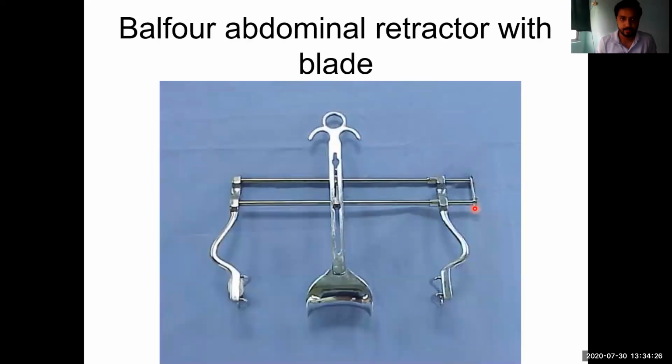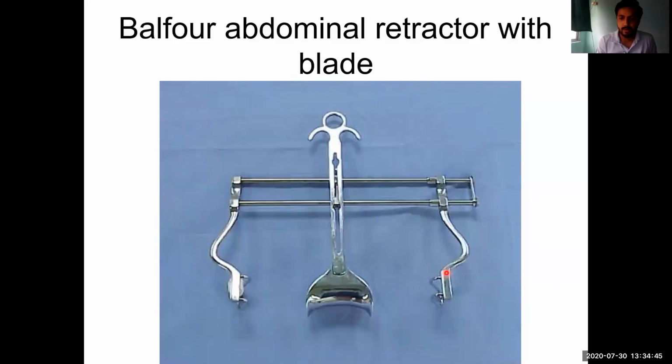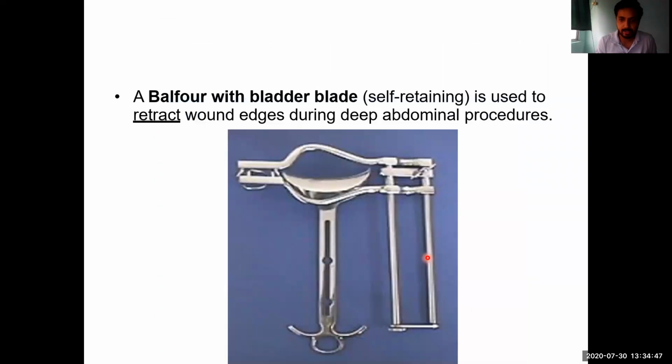It is a larger version of the previous one. L4 abdominal retractor. Abdominal incisions are a little bit larger, so if we use the previous thing, your vision will be interrupted. We have to use this. See, it has three parts.